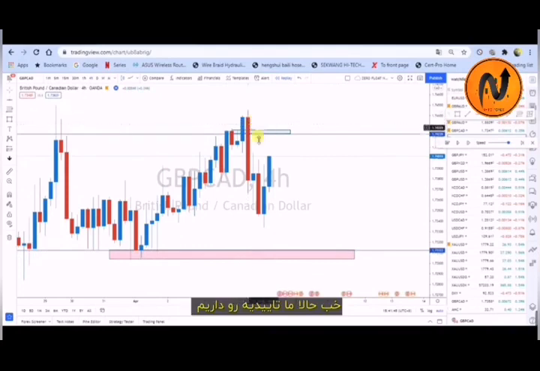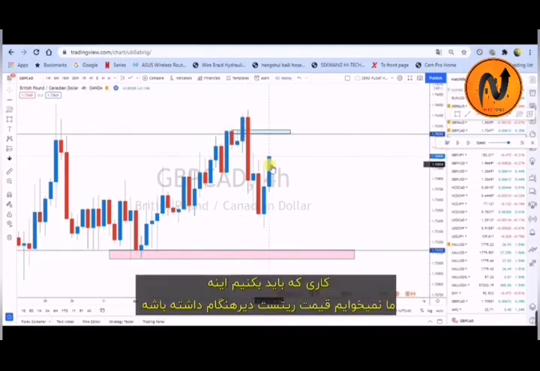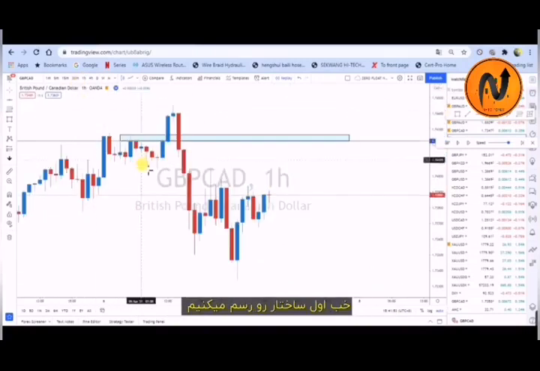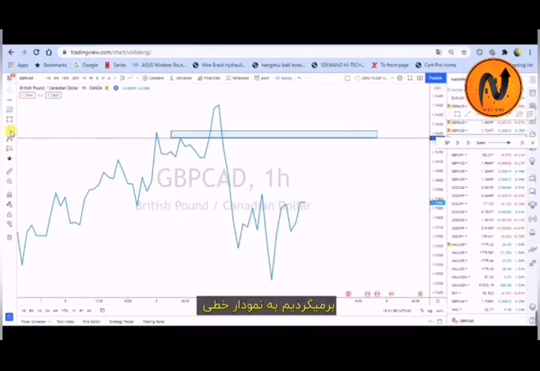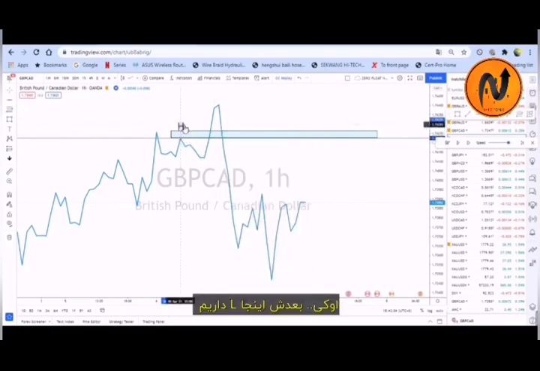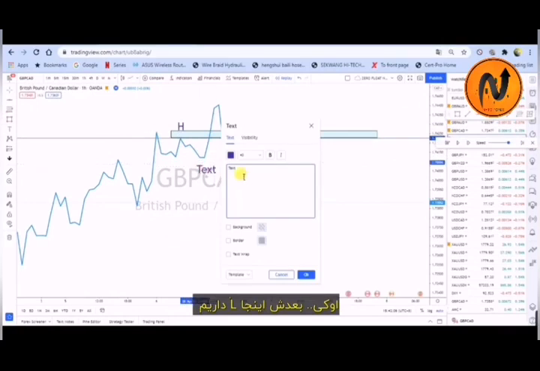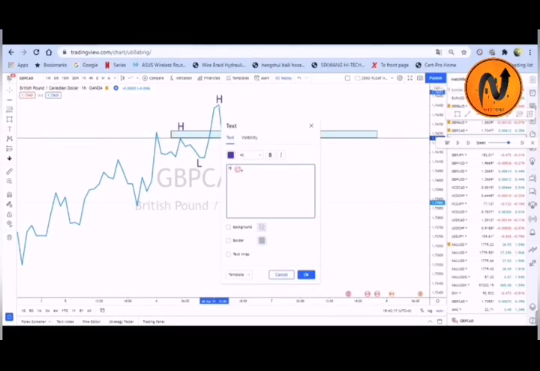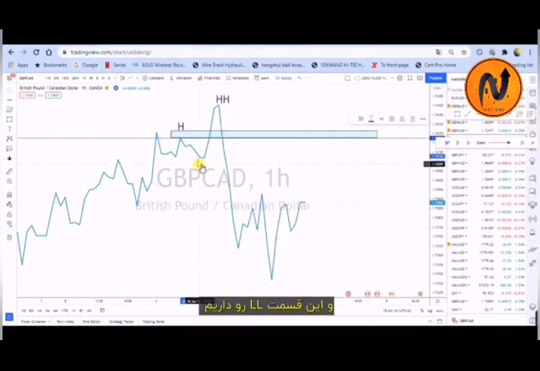Okay, and now we have the confirmation. What we should do now is we do not want the price to be a late retest. We want it to be a quick retest. So first we mark the structure. Change back to the line chart. Here we have the high. Then we have the low here. Then we have the high. And we have the lower low on this side here.